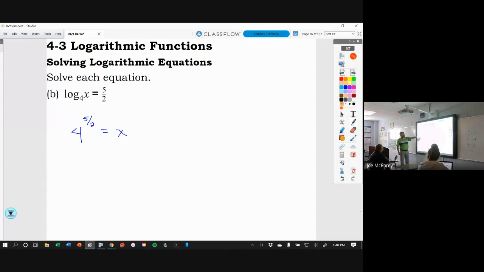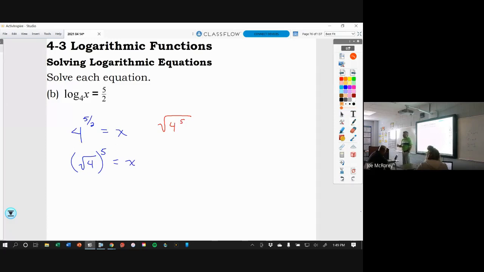Remember, when you have a fractional exponent, there's two things going on. The top number is the power. The bottom number is the index. So I could write this as the square root of 4 to the 5th power. That's what it means, right? My index is 2, my power is 5, is equal to x. Or, if you really wanted to, you could have done the square root of 4 to the 5th power.